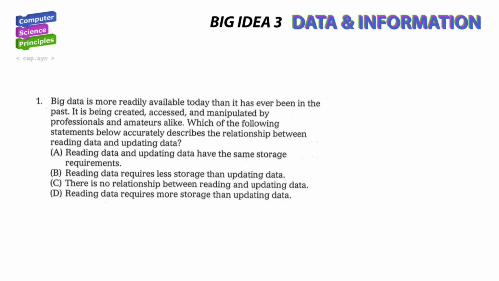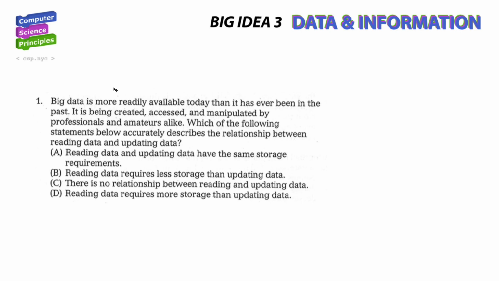All right, so number one. Number one says, big data is more readily available today than it ever has been in the past. It's being created, accessed, and manipulated by professionals and amateurs alike. Which of the following statements below accurately describes the relationship between reading data and updating data? Okay, so let's take a look.